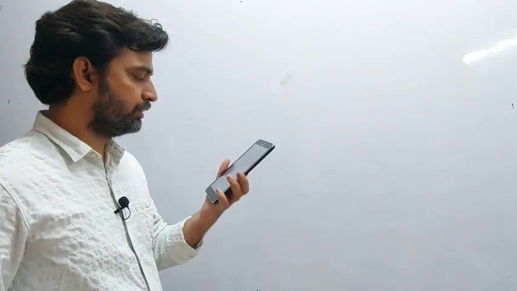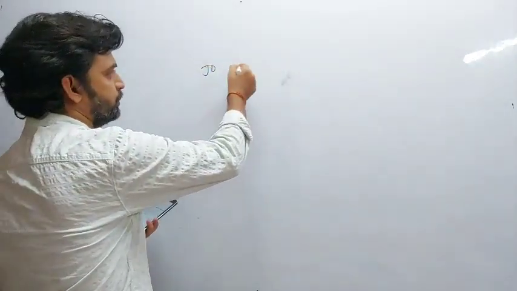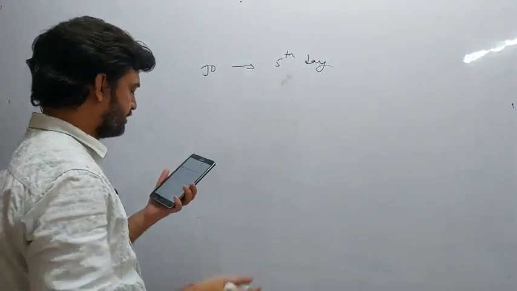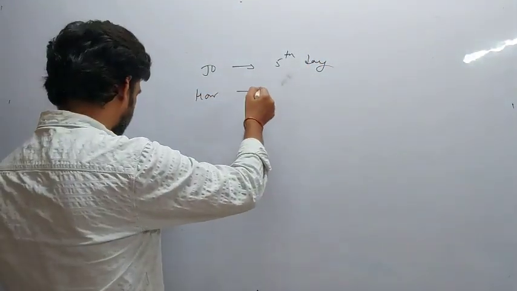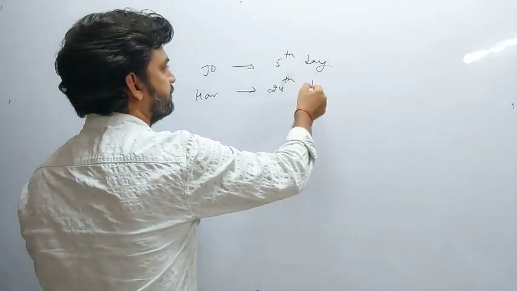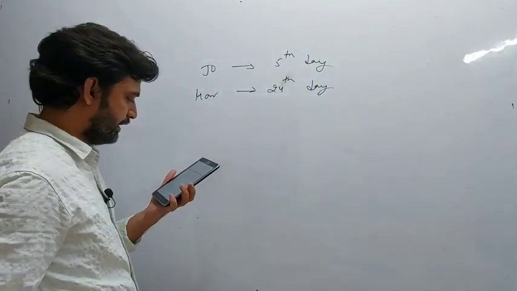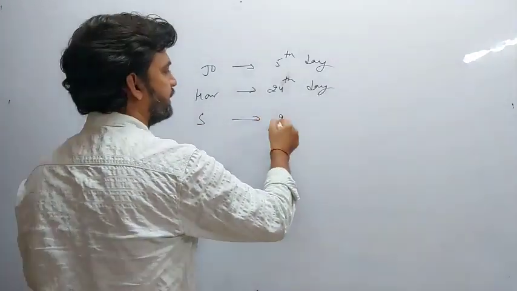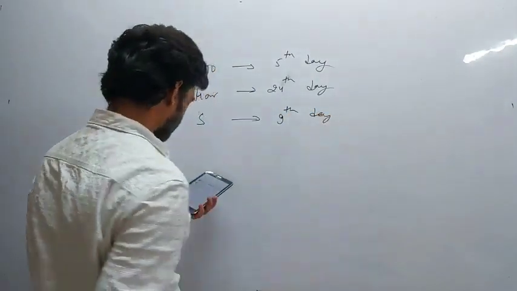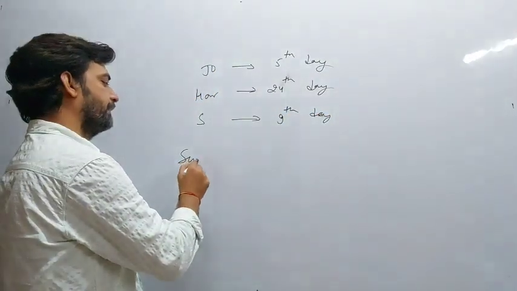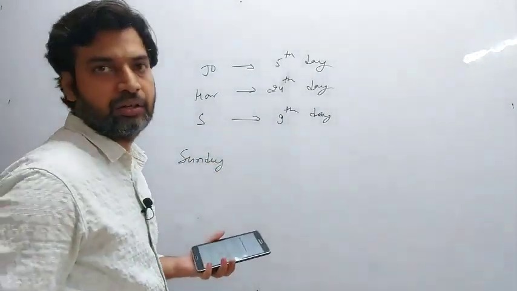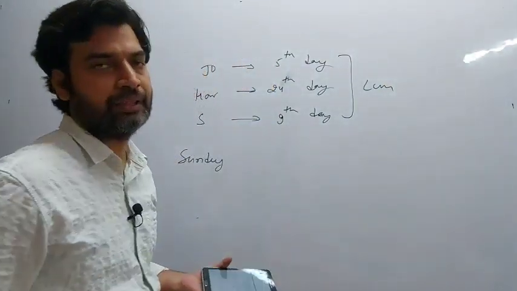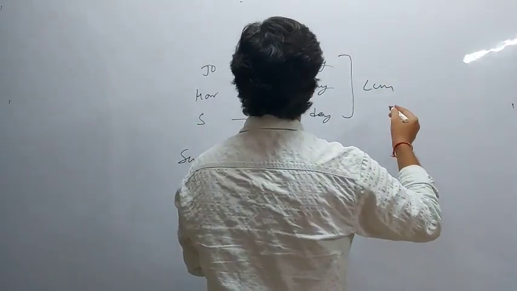Joseph visits the club on every 5th day. Next, Hers visits on every 24th day, and Sumit visits on every 9th day. All meet on Sunday. Then, on which day will they meet again? So we take the LCM of all of these: 24, 9 and 5. So what does the LCM become?